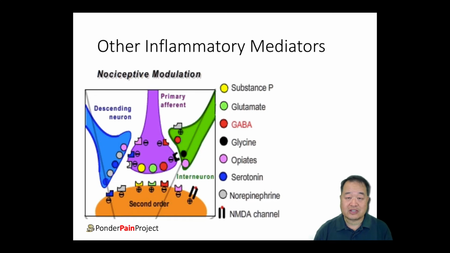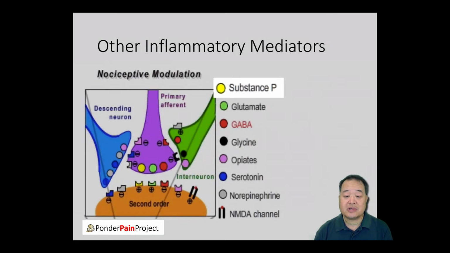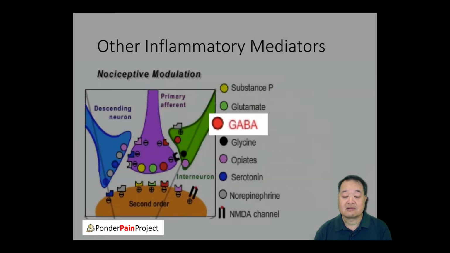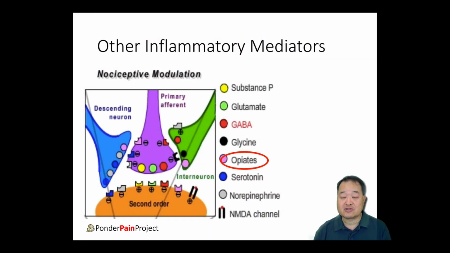And these are important reasons that we need to know these inflammatory mediators, because they help us figure out ways to manage. So of these different chemicals and different modulators or mediators right now, pay close attention to things like substance P, glutamate, GABA, serotonin. And for those who are following the news, opioids are big things as well.